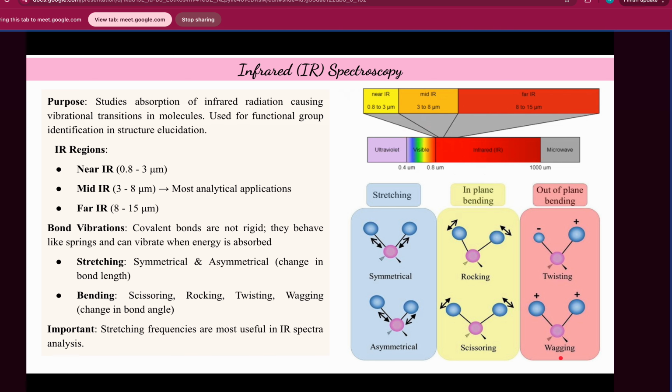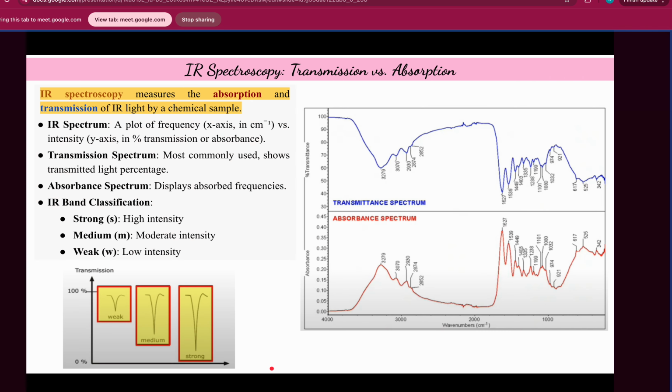Then the other is wagging, which means at the same time I am moving both of them upside. So the direction of movement is the same. Either it is upside for both or downside for both, which is known as wagging. This comes under bending. So in infrared spectroscopy, we generally explore these types of vibrations which happen in the bond. And stretching frequencies are most useful in case of IR spectra analysis. So this kind of stretching is more important.